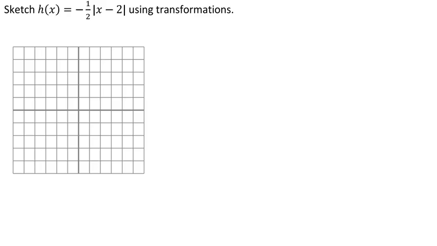So absolute value is our parent function. So the very first thing to identify is that we're starting with the graph of y equals absolute value of x. On here, you don't have to draw it in. You can draw it off to the side, or if you have a really good picture in your head, you can just think about it, but that's my starting function.